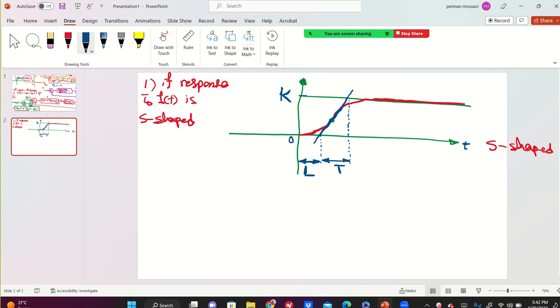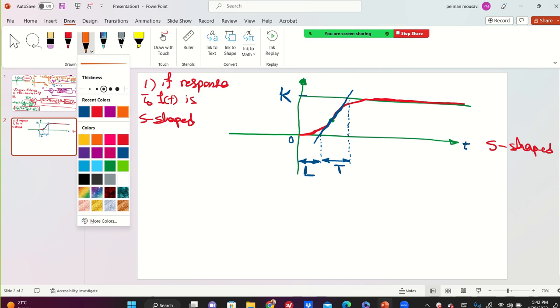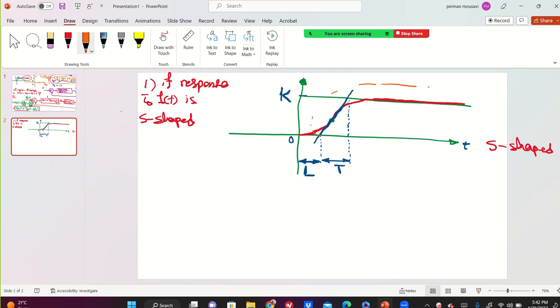Guys, look at here. Please look very deeply here. Is this familiar to you? Have you seen this before in this class? This part. Have you seen this? This is the response of the first order system, remember?